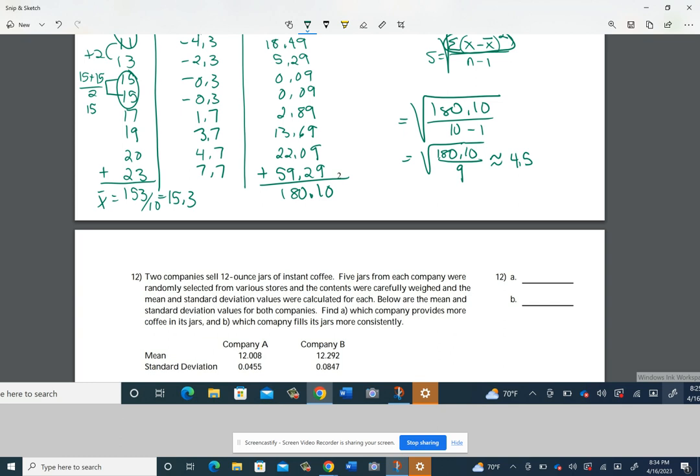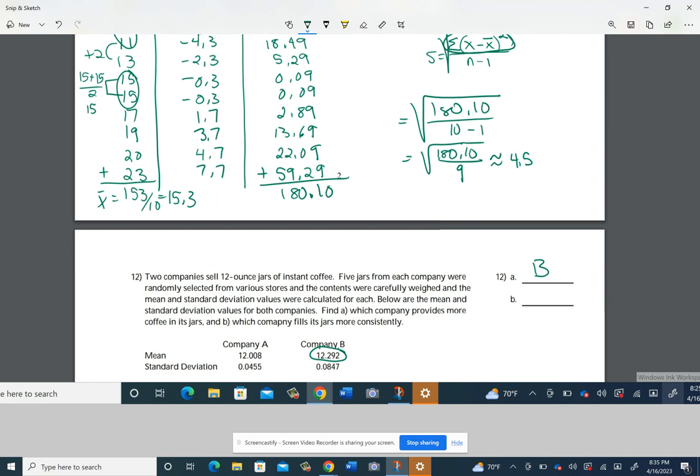Question A says, which company provides more coffee in its jars? Okay? Looking at the two means is what would answer that question. See how for company B, the mean of the weight of the coffee in the jars that they collected turned out to be 12.292. So it's more than what the average weight turned out to be from company A. So company B would be the answer to the first one because the mean was greater. So on average, there's more coffee in those jars.